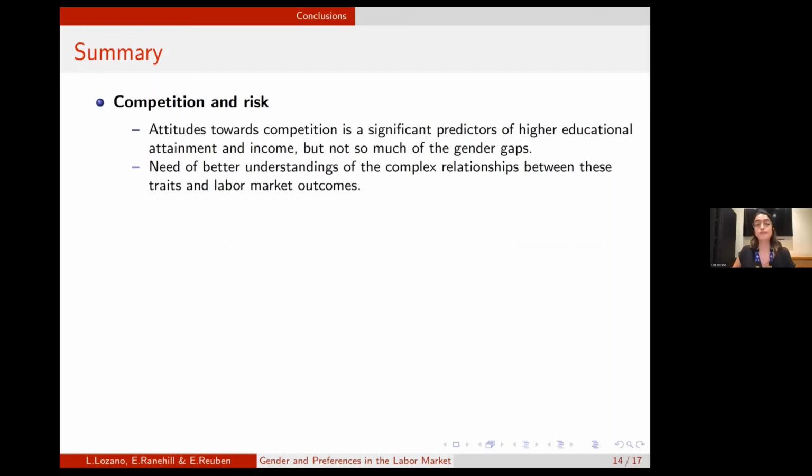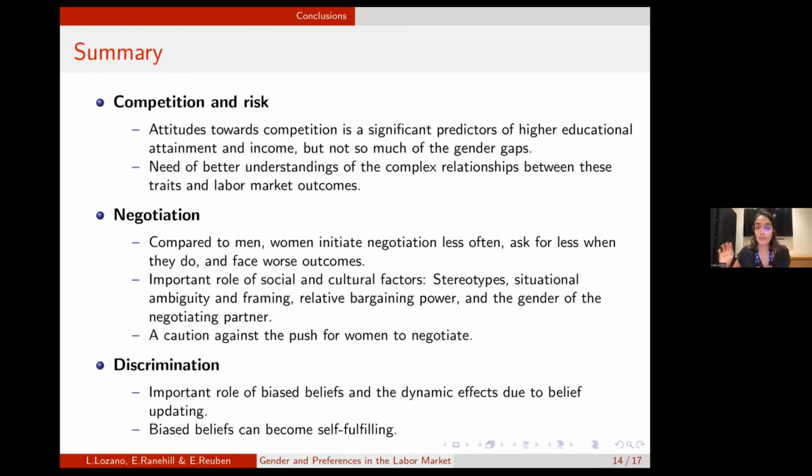Okay, yes. So just quickly to summarize, on competition and risk, we know that attitudes towards competition are important predictors of high school decisions and income, but not so much of the gender gaps. In particular, there is a need for future research to better understand the complex relationship between these traits and labor market outcomes. On negotiation, women initiate negotiation less often than men and obtain worse outcomes when they do so.